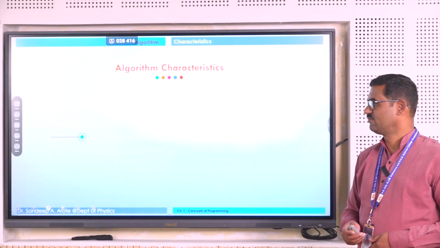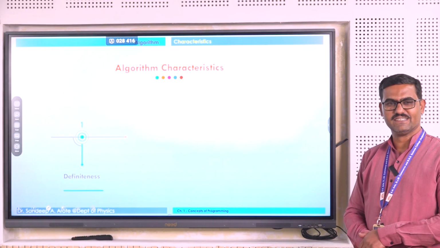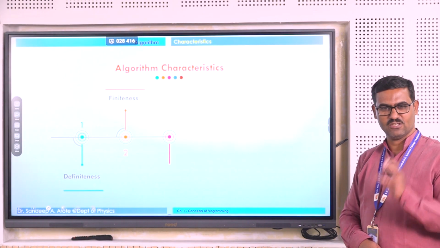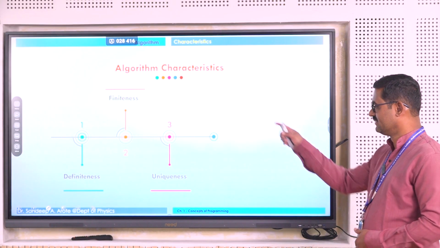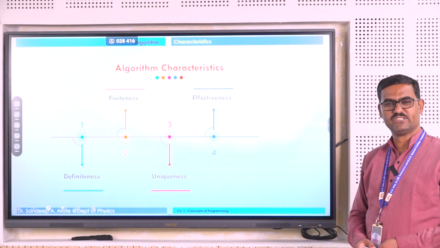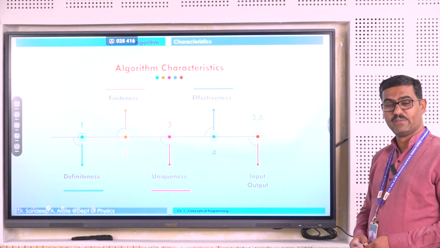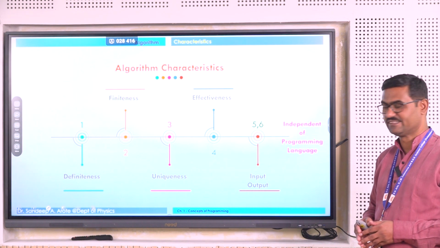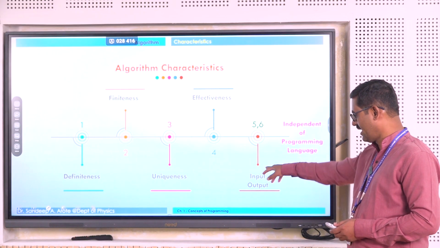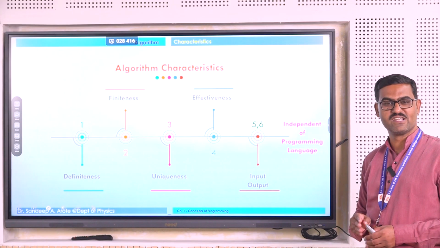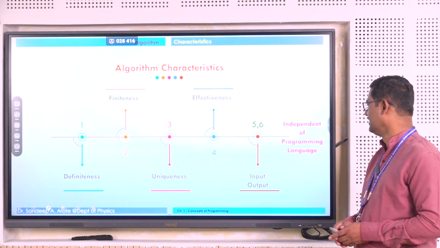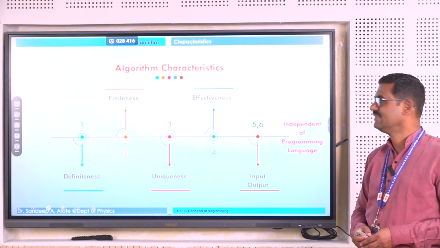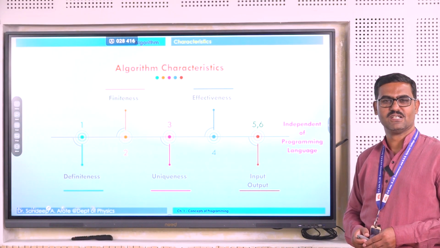Now there are certain characteristics of algorithm. The first is definiteness. It must be definite, then it must be finite. Definite means it must be logical, and it must terminate after a certain set of instructions, that is finite. Each and every step should be unique, that is uniqueness. It should be effective, meaning you should convey your task in a precise and concise manner. Then it must have either one input or no input, but must have at least one output. And last and very important, it should be independent of any programming language. So if the algorithm meets all these 7 characteristics, that simply means your algorithm is good and logical.